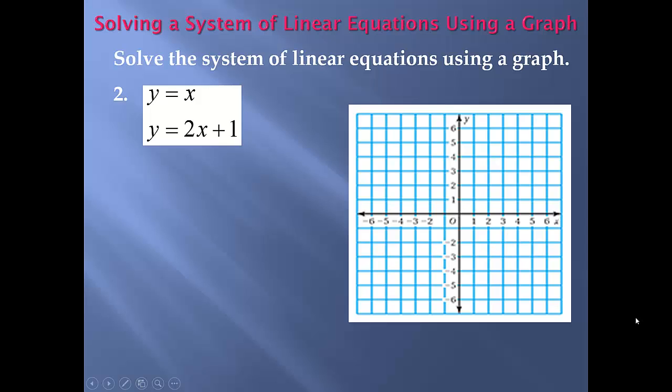Now we're going to solve a system of linear equations using a graph. Our system of linear equations is y equals x and y equals 2x plus 1. So first we're going to graph the first equation. So we have y equals x.